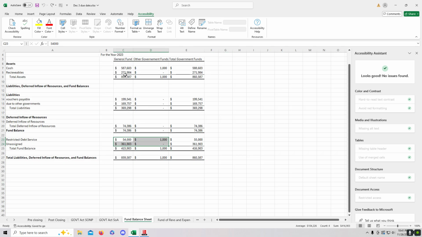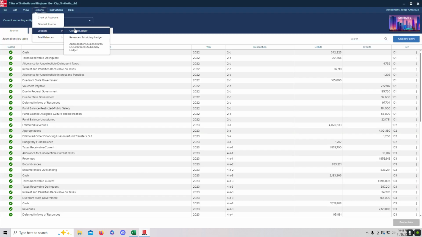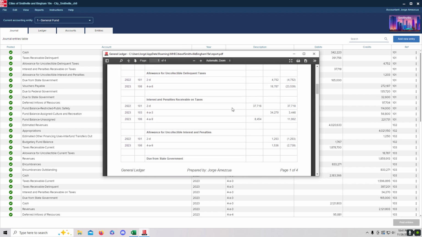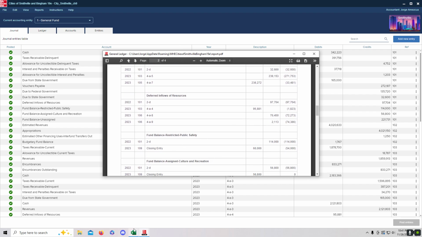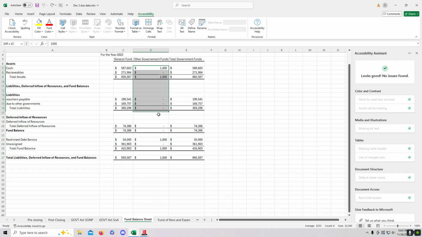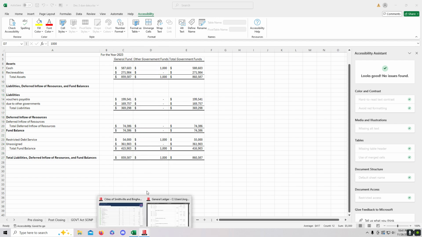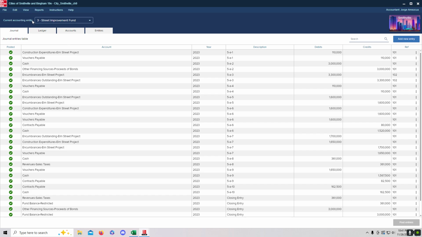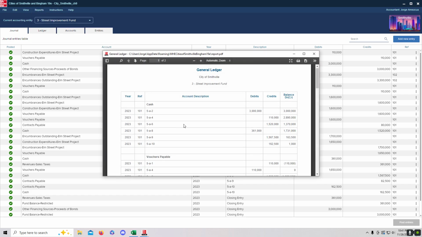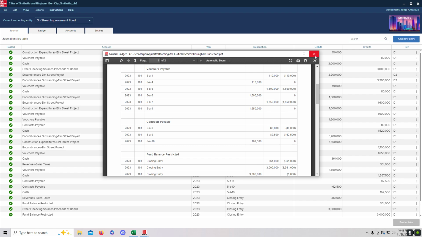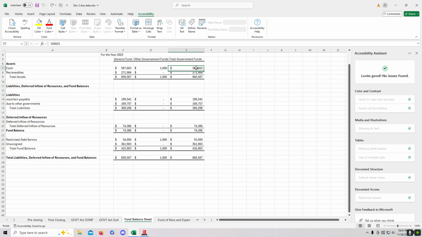The fund balance sheet, I got all these numbers from reports, general ledger. And if you look through there, you will find all the accounts and where they come from. All these values were gotten from the Street Improvement Fund general ledgers. Then this is the sum of these two, and so on and so forth.